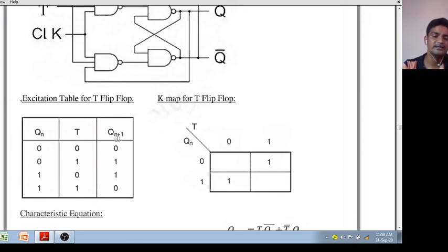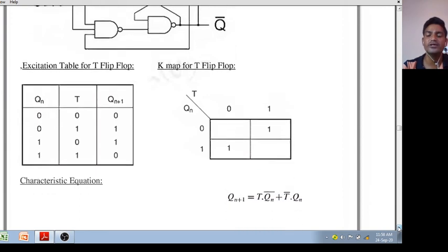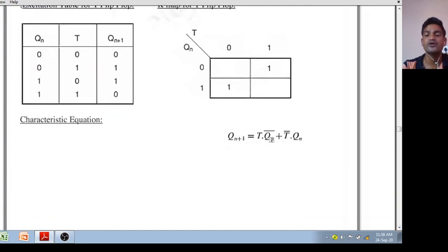So this is nothing but the truth table of an XOR gate. So Qn plus 1 is nothing but T XOR Qn. Just you have to remember Qn plus 1 equal to T XOR Qn. That is T dot Qn bar plus T bar dot Qn. This is your XOR, T XOR Qn.